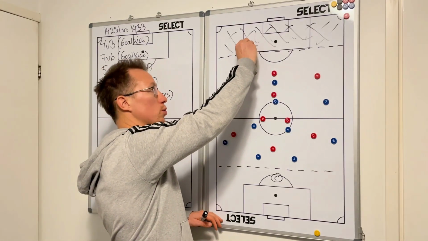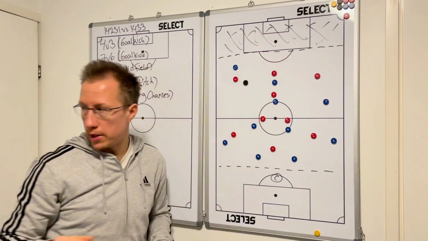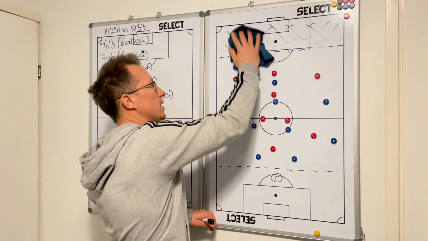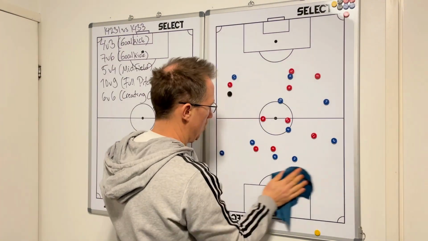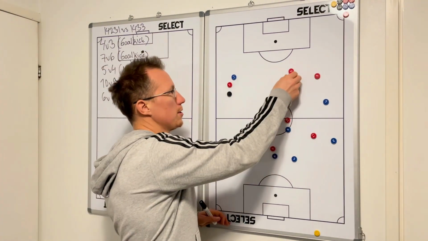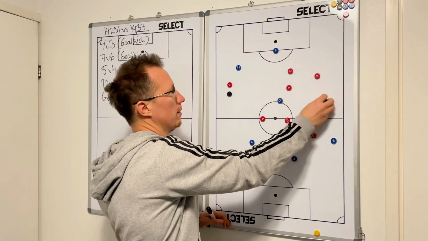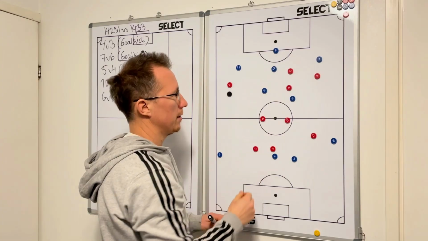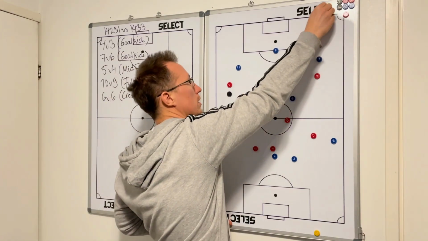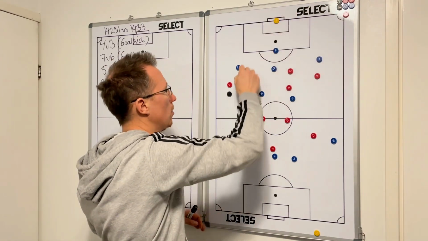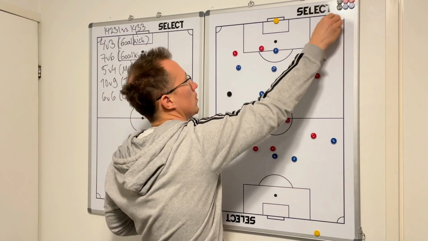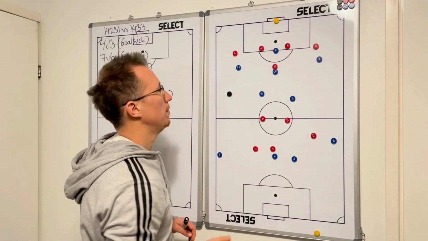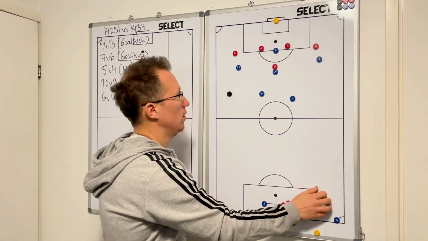Last drill, 6 against 6, creating chances. Now we will work switching play near the opposing penalty box. So let's fine tune the setup. We will have our attacking team, 6 players. So number 9, 11, 7, 10, 6 and 8. And for the opposing team, the defending team, goalkeeper, number 1, both center backs, both full backs, and the defensive midfielder. All the other players off they go.